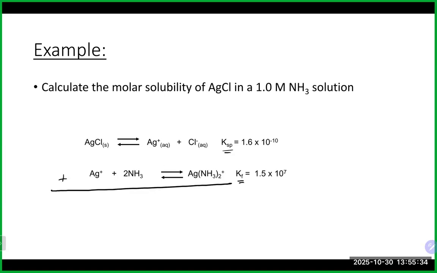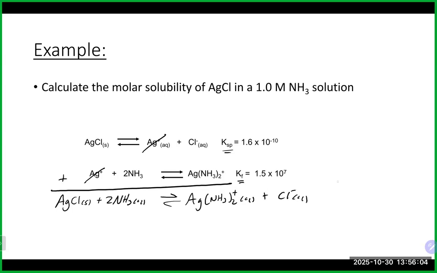And in this case, our silver ion is the one that's going to be canceled out, as they are on opposite sides of the arrow. That's going to leave us an overall reaction of silver chloride plus our ammonia going to make our complex ion and our chloride.